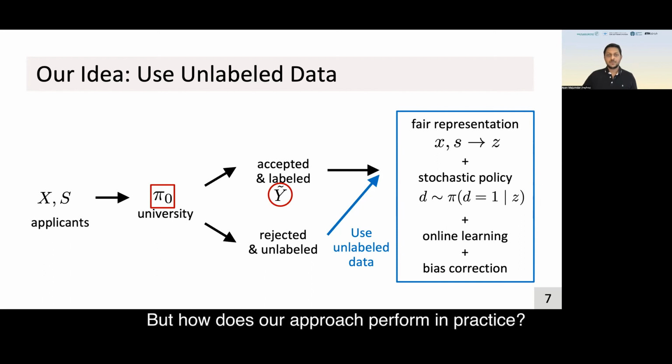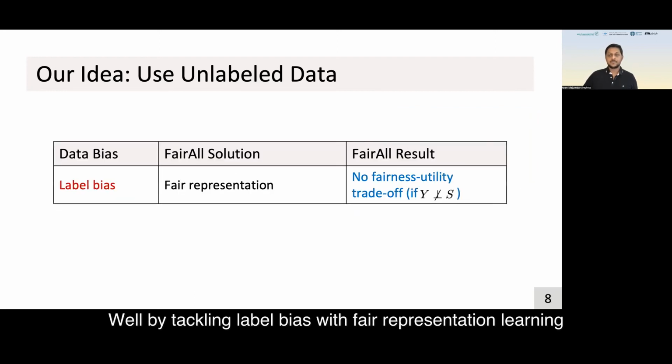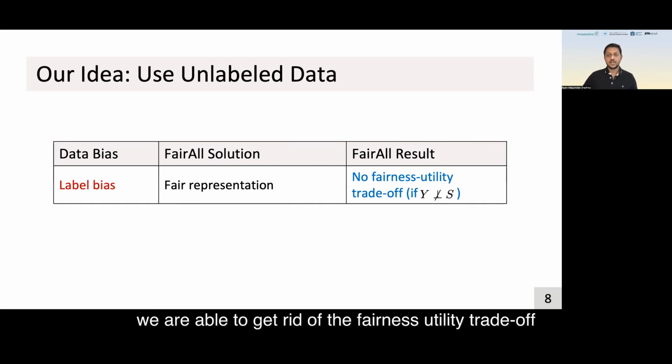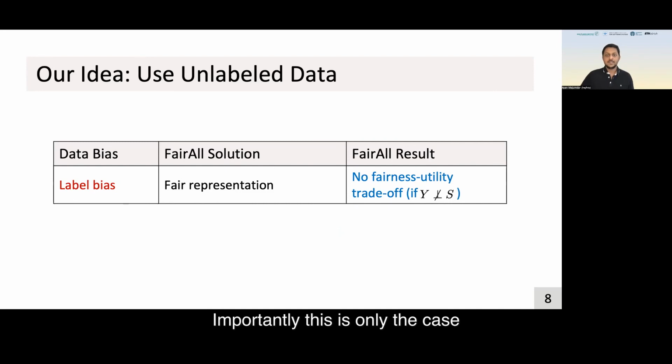But how does our approach perform in practice? Well, by tackling label bias with fair representation learning, we are able to get rid of the fairness-utility trade-off. Importantly, this is only the case when the ground truth target Y is unbiased, meaning independent of the sensitive attribute S.